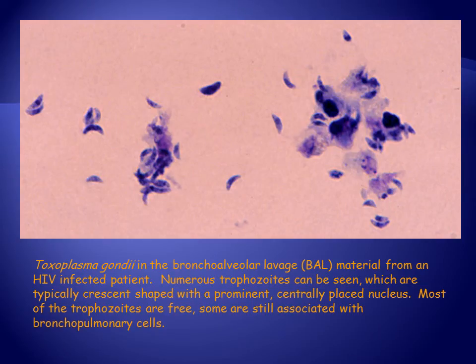Now, in today's world, of course, we have a lot of severely immunocompromised individuals. And in the immunocompromised, infection with T. gondii is, of course, a bad scenario. So this slide is showing you the organism in a bronchial alveolar lavage, a lung washing, if you will, that shows the trophozoites of this organism.